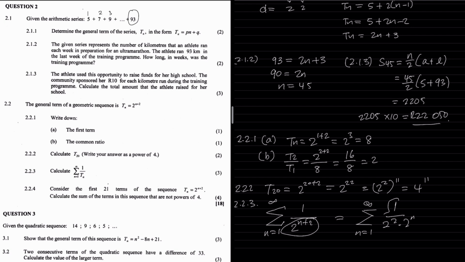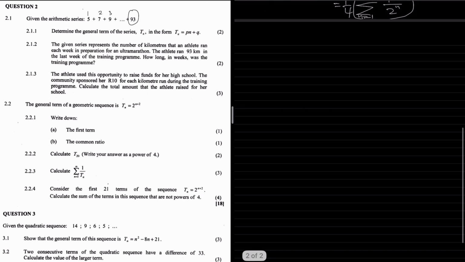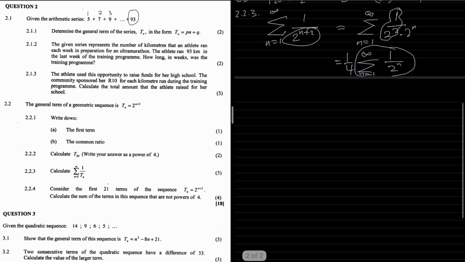Now I can take this out since it's a factor, right? It doesn't have any variables in it. So my sigma notation now is n is equal to 1 up to infinity, and I have a quarter out front here, and then 1 over 2 to the power of n. Now we want to evaluate this part. So we're going to have a new series. Let's work out our new series.